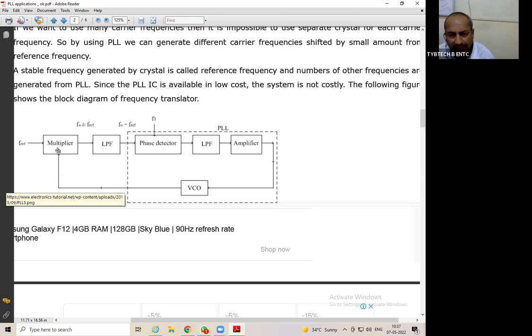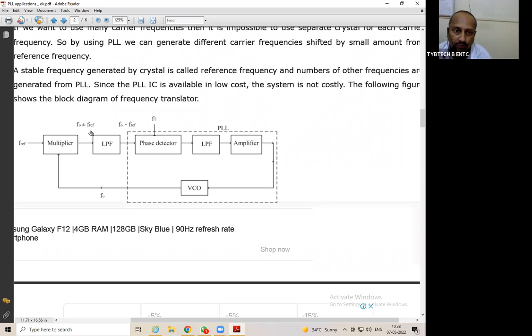The mixer is doing the multiplication itself. If two inputs are given to a mixer, the output of the mixer will be the addition of these two frequencies as well as the subtraction, or the difference, between these two frequencies.